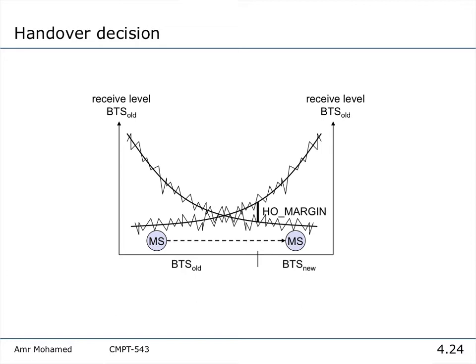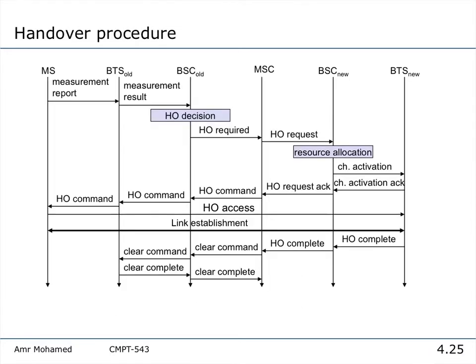We don't perform these measurements for all frequencies. For the frequency that the mobile station currently uses, the mobile station can use two frequencies at the same time, one for uplink and one for downlink. And we'll talk about this in more detail. So this is the procedure for the handoff. It's a lengthy procedure. It's very complicated.